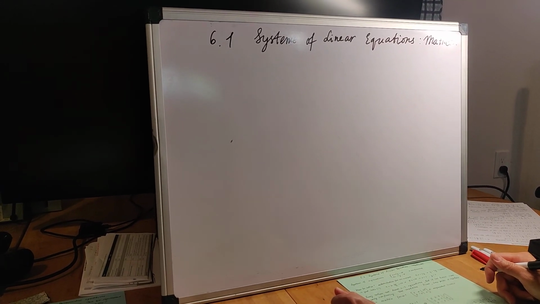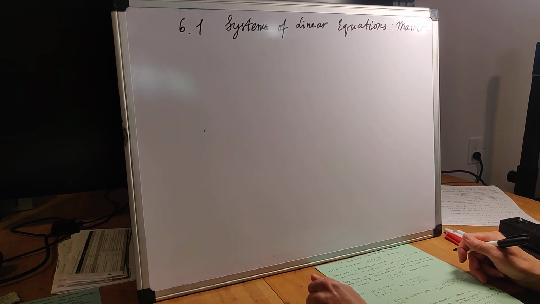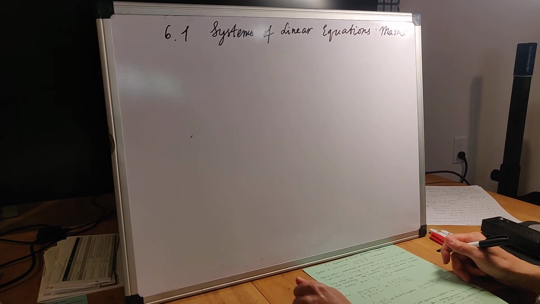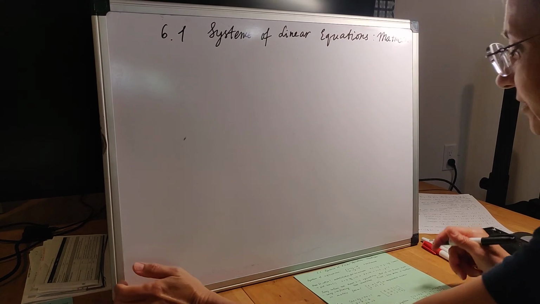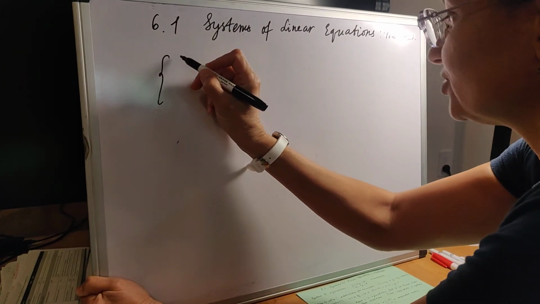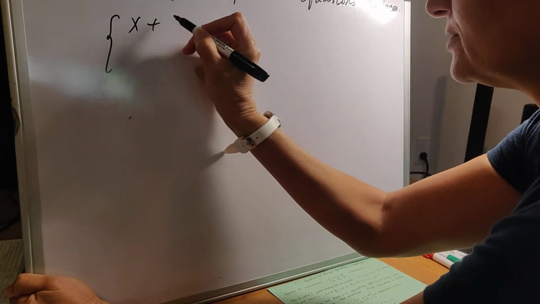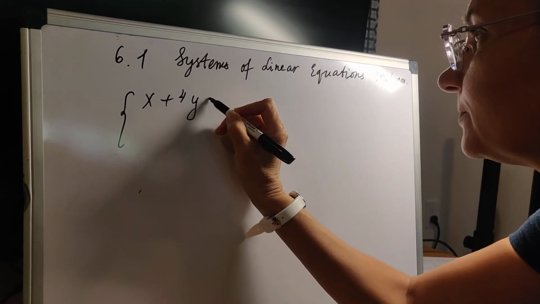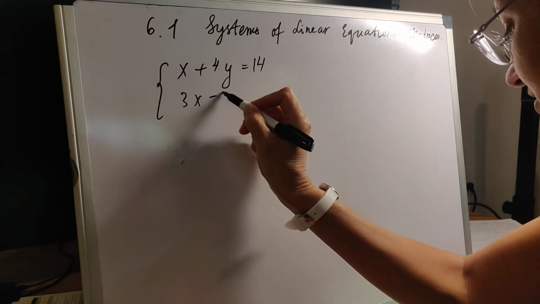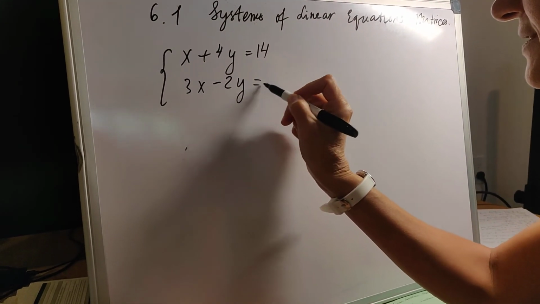Hello everyone, today we are going to do section 6.1, Systems of Linear Equations, Matrices. We are going to start with a little review of systems of linear equations. What are systems? Systems are equations considered together. For example, something like this: x plus 4y equals 14 and 3x minus 2y equals 0.